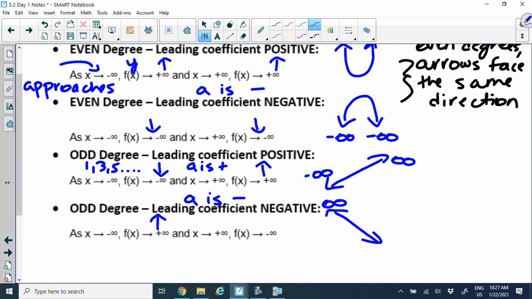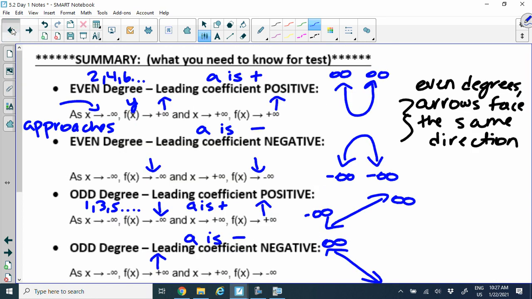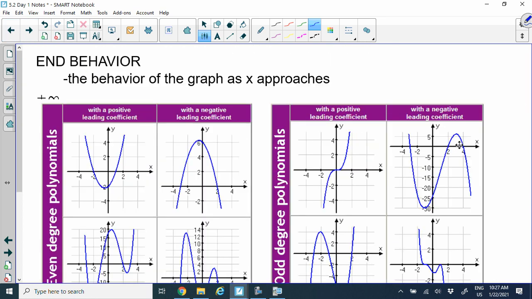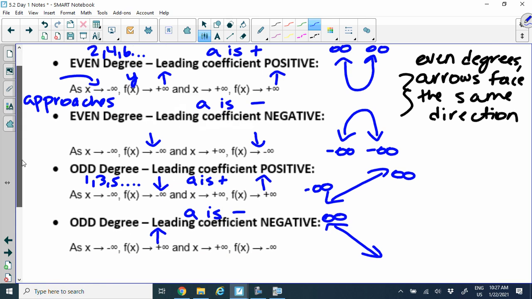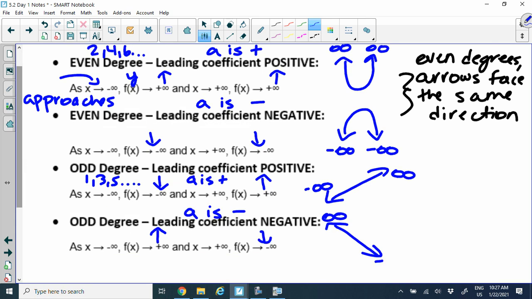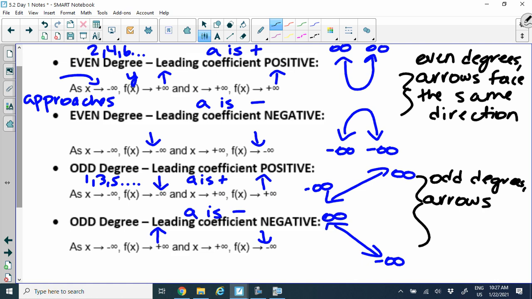Now what happens as x approaches positive infinity? So as our x increases, what's happening with our y's? The y's are decreasing. It's going to negative infinity. So that means our f of x approaches negative infinity. Okay. So we have an up-down. So notice with odd degrees, the arrows go different directions. So arrows face different directions. Okay.